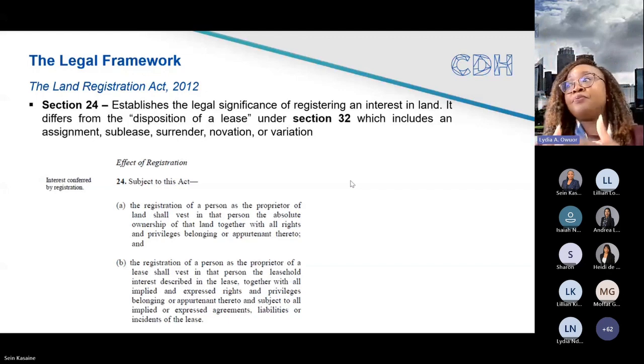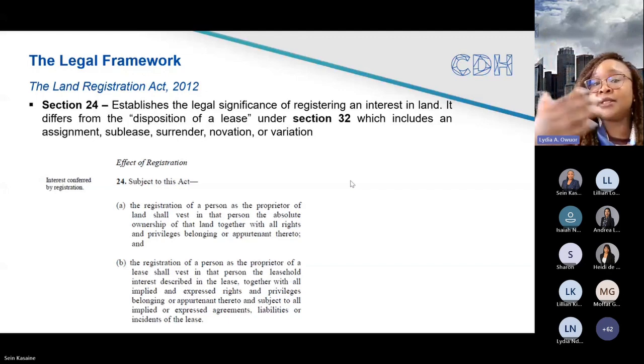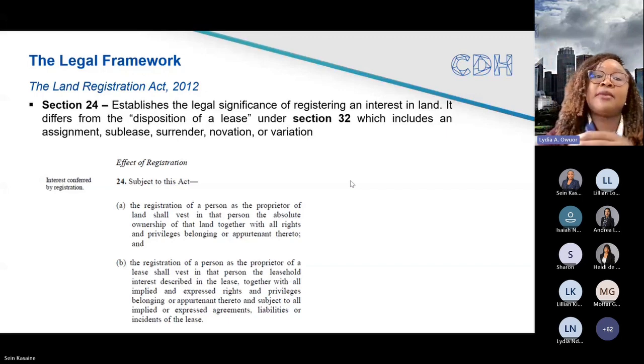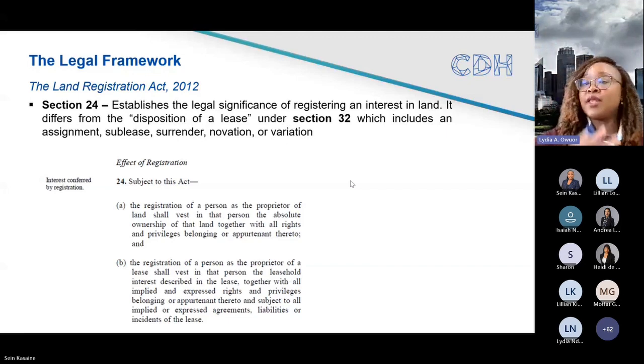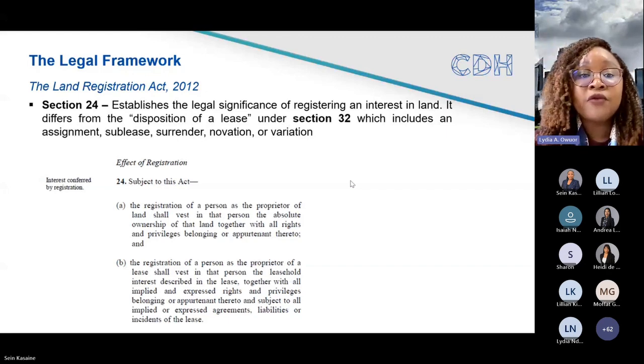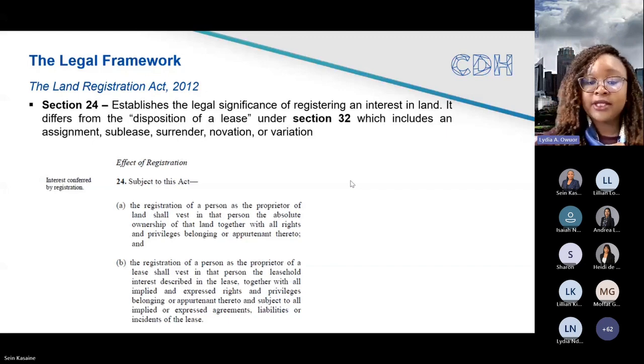So many transactions can happen after a lease is in place. There could be an assignment, there could be a surrender, there could be a novation, there could be an extension, there could be a variation. So I think that is what falls under the realm of Section 32 of this Act. Saini, could you please move to the next slide.